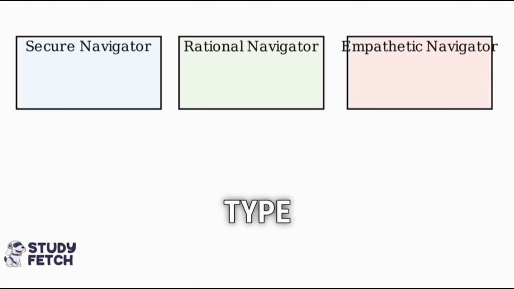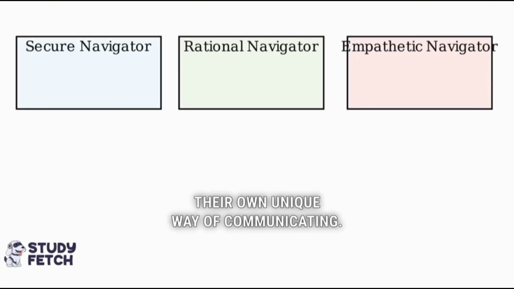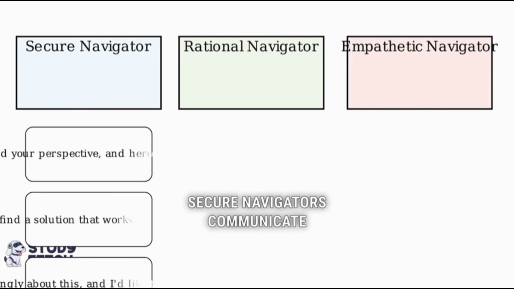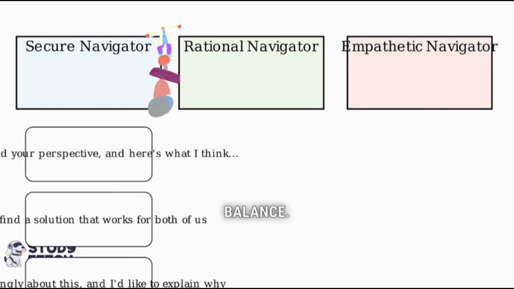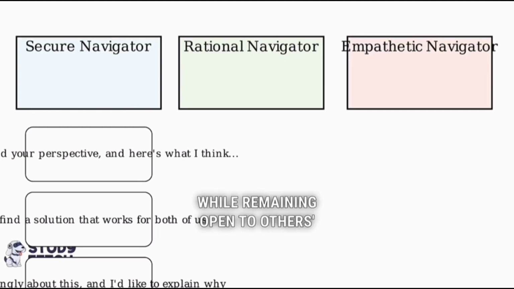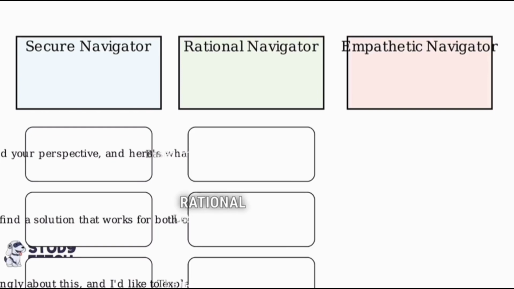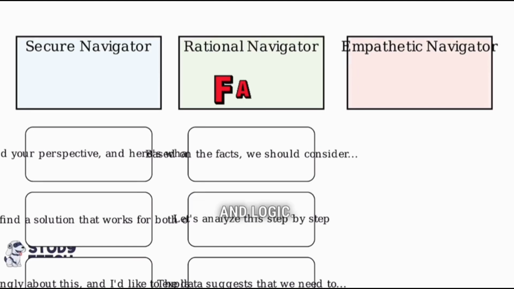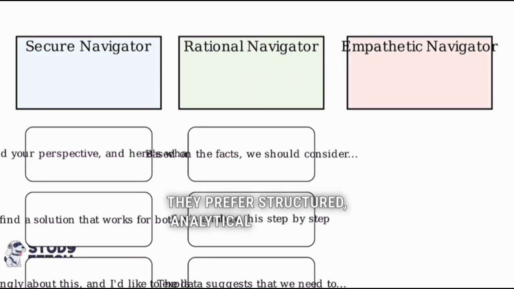Each navigator type has their own unique way of communicating. Secure navigators communicate with confidence and emotional balance. They express themselves clearly while remaining open to others' perspectives. Rational navigators focus on facts and logic. They prefer structured, analytical discussions that lead to clear solutions.